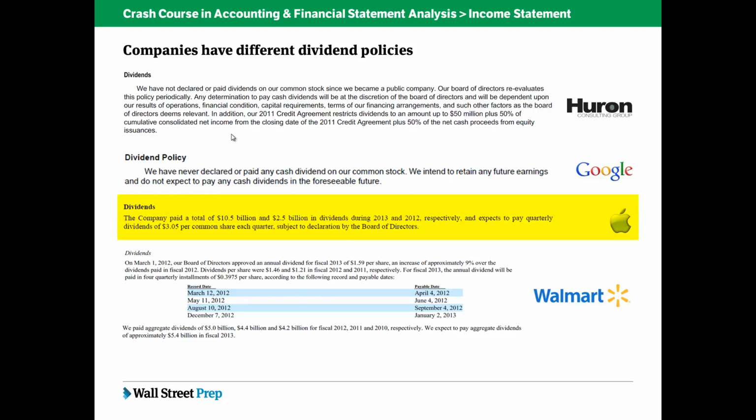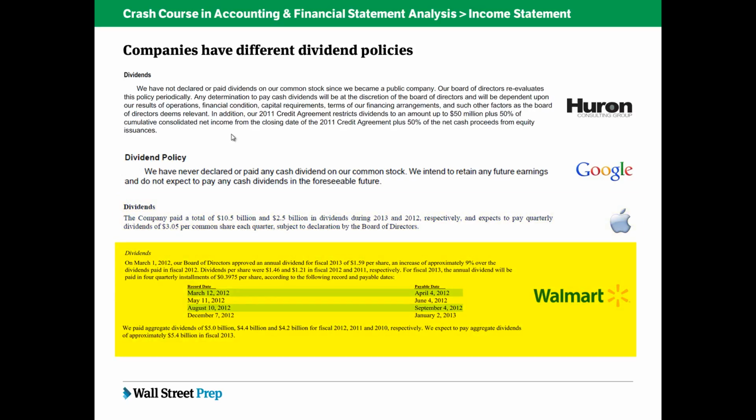Now, let's look at Apple. The company does issue some dividends. They paid a total of $10.5 billion in dividends in 2013, far more than in 2012. And this was big news when Apple started issuing big dividends. And they expect to pay quarterly dividends of $3 per common share, subject to declarations by the board of directors. So there's a significant dividend from Apple.